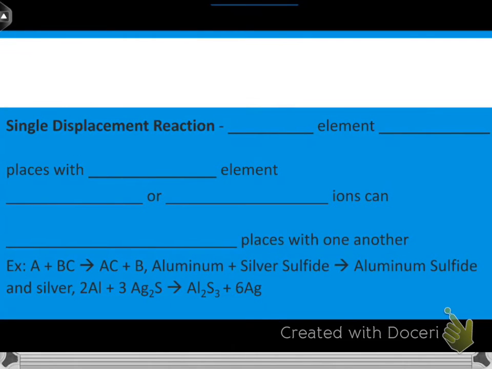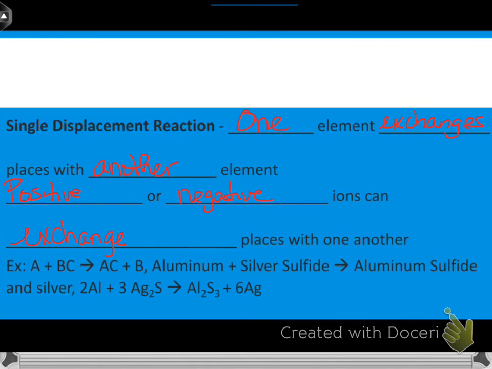Next, we have single displacement reaction, and a single displacement reaction means one element exchanges places with another element. So single means one, displacement means it moves. So think of it like that. One's going to move into a spot with another. Positive or negative ions can exchange places with one another. So for example, we have A plus BC, and what's produced is the C switches places and joins the A. So you have AC plus B. Single displacement, one element moved.